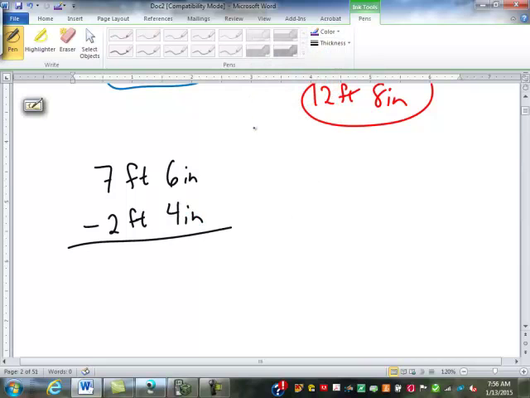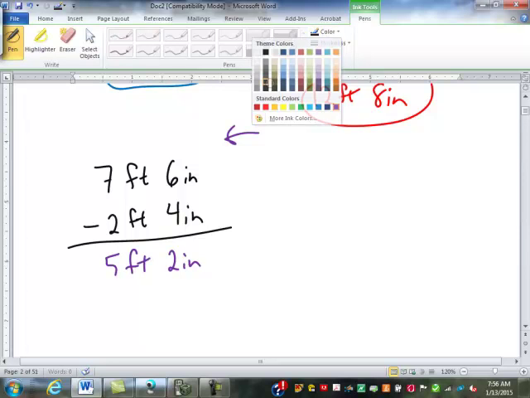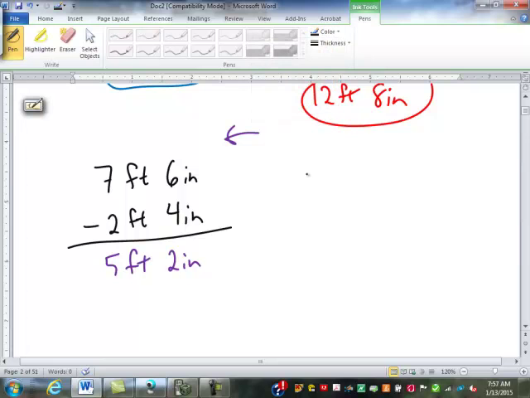Subtraction goes the same way. We start on the right, work our way back to the left. What's 6 minus 4? 2 inches. 7 minus 2 is 5 feet. Now, again, we can run into things a little different.